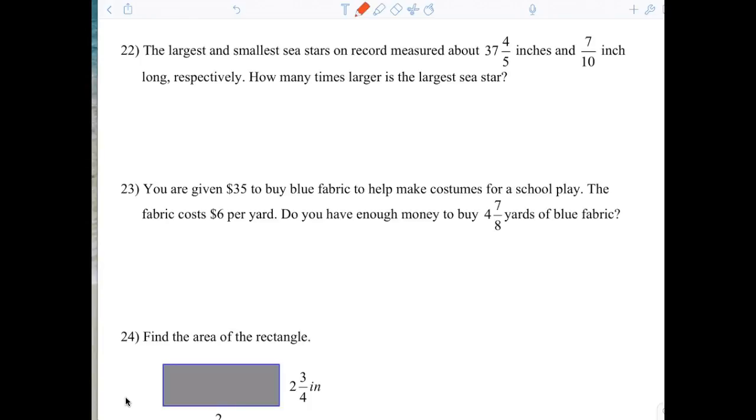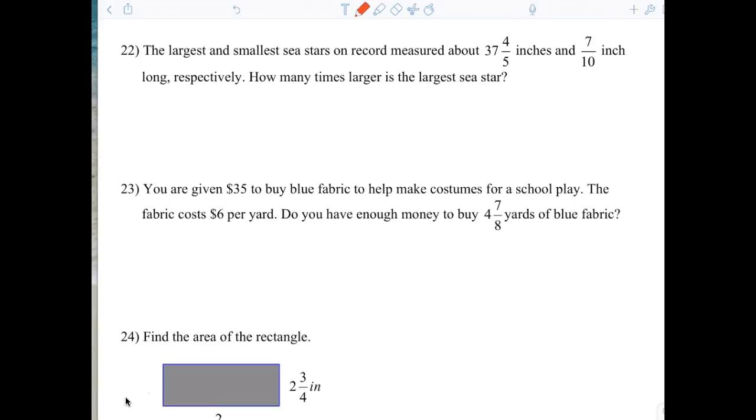It says, the largest and smallest sea stars on record measure 37 4/5 inches and 7/10 of an inch. So you have the very biggest and the very smallest. How many times larger is the largest one? You do the largest divided by the smallest. Wow, very smart. Does anybody understand why people miss this one? Because they automatically just multiply them together, right?